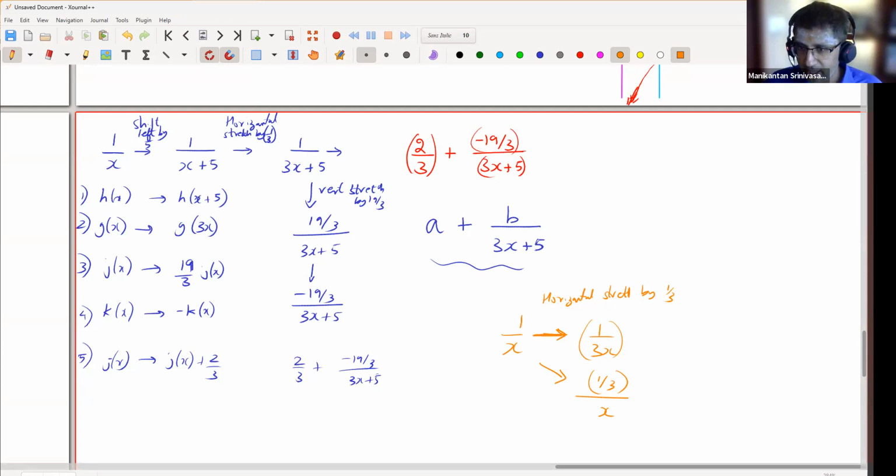Whereas here, if I look at it vertically, I'm just stretching it by 1 by 3. So horizontal stretch by 1 by 3 is actually shrinking it by a factor of 3, or I can view it as a vertical stretch by 1 by 3 as well. Does it make sense? Both approaches make sense?